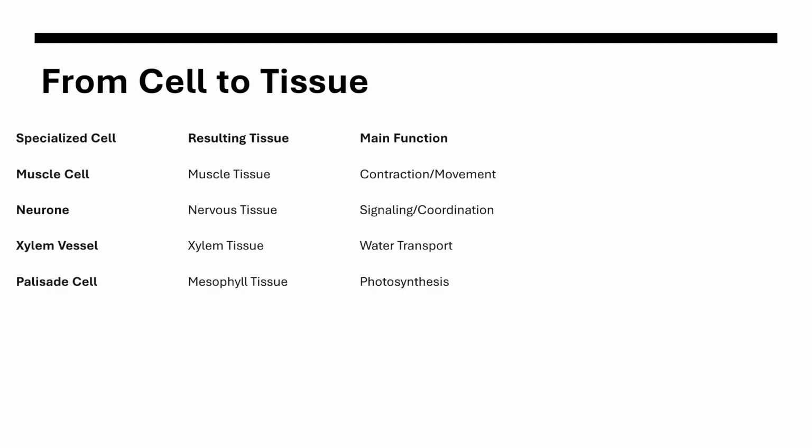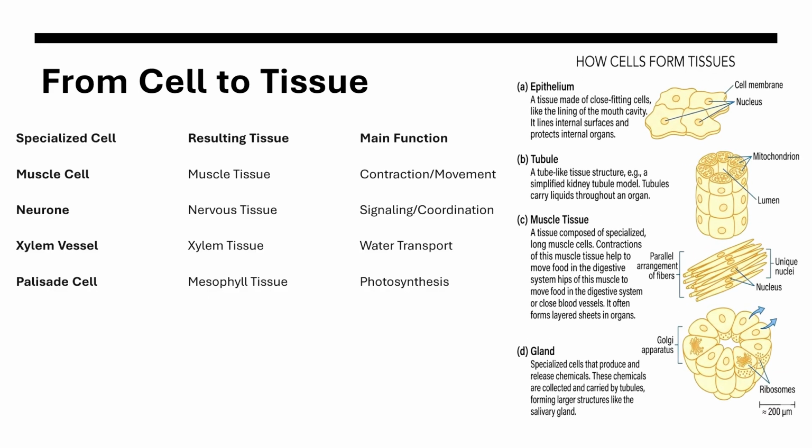Now, as we have moved from cells to tissue, this is a quick recap. First of all, muscle cells make muscle tissue, and their main function is contraction and movement. Neuron cells come together to form nervous tissue. Their main function is signaling and coordination. Then xylem vessel, their main function is water transport. Palisade cells make mesophyll tissue. The main function is photosynthesis.